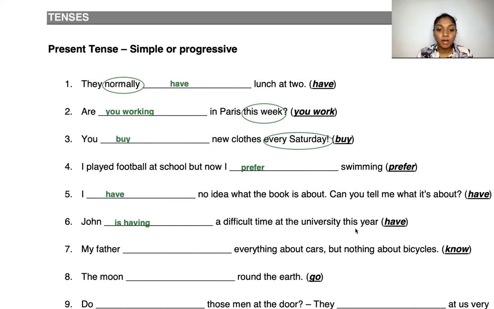Okay? So what about number 7? My father knows everything about cars but nothing about bicycles. Very good. Number 8.